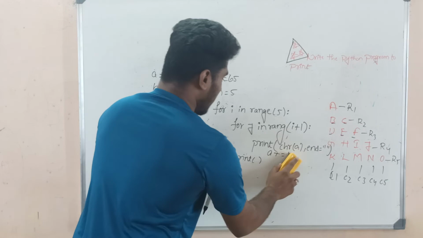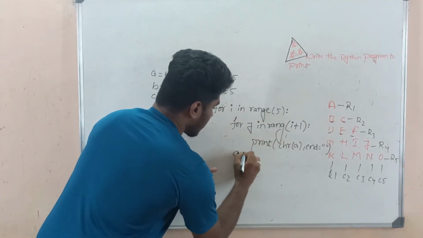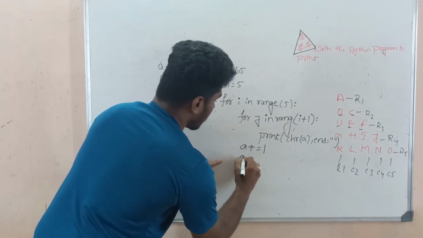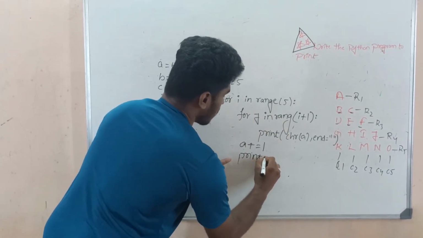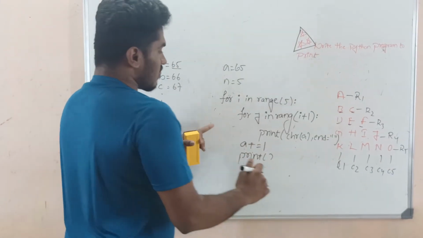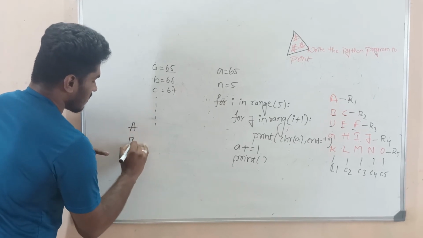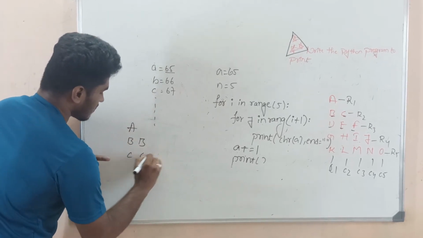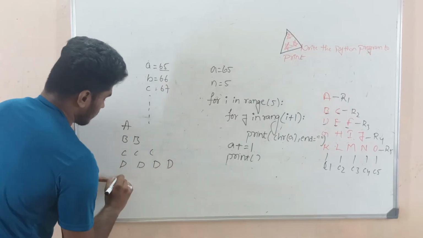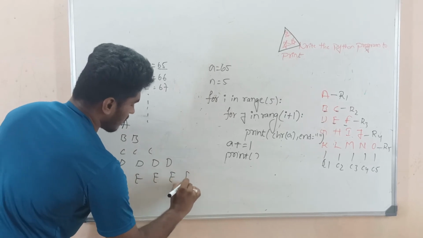If I increment the value over here, so I am just calling this print function. When I increment like this, we will get the pattern as A, B, B, C, C, C, D, D, D, D, E, E, E, E, E.